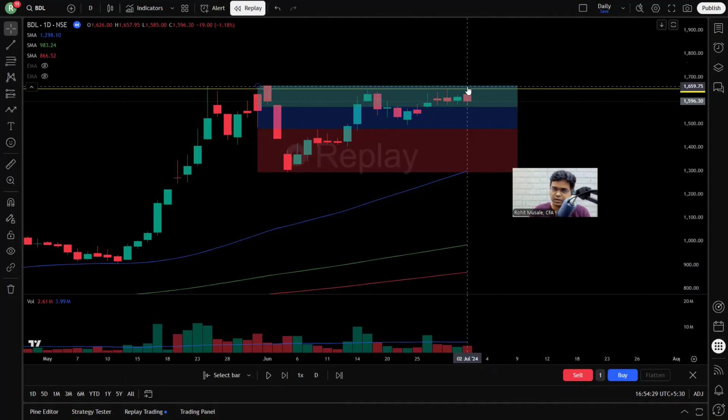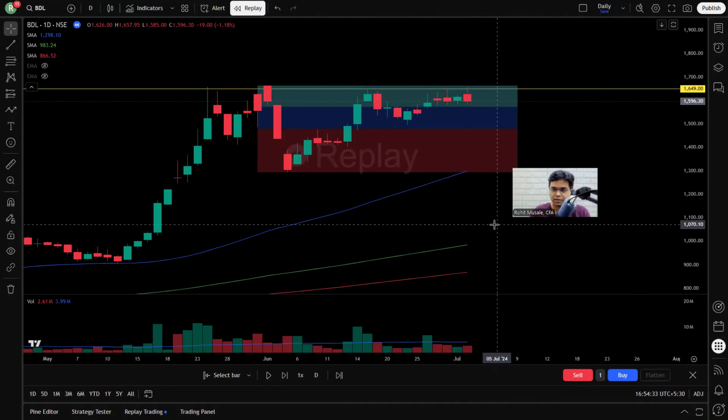Price confirmation. Do you get price confirmation? No. Did the price close above the yellow line? No. The price closed below the yellow line.